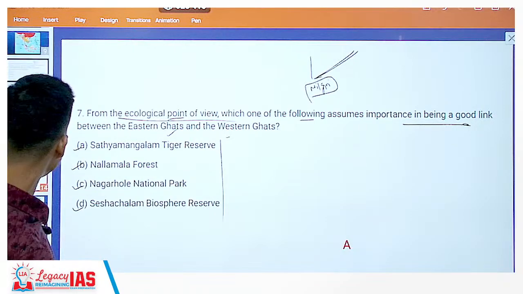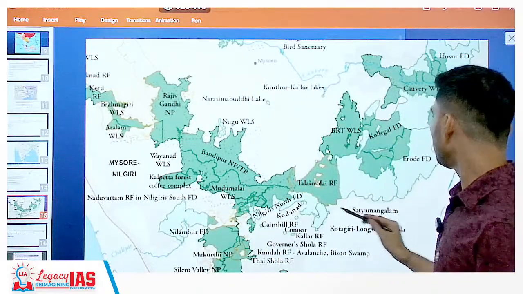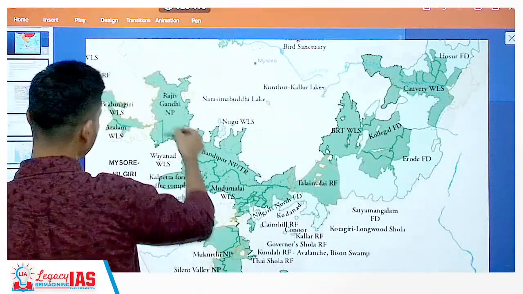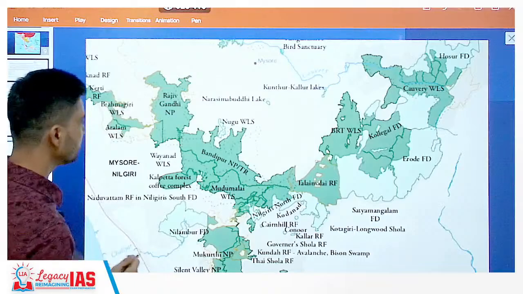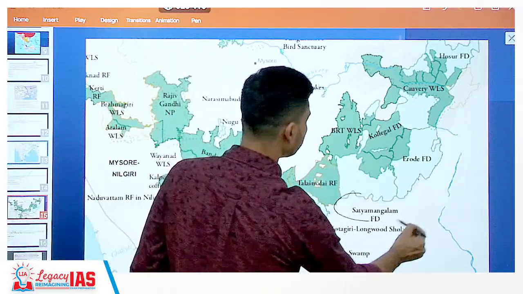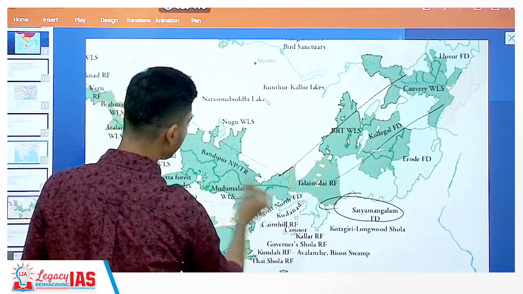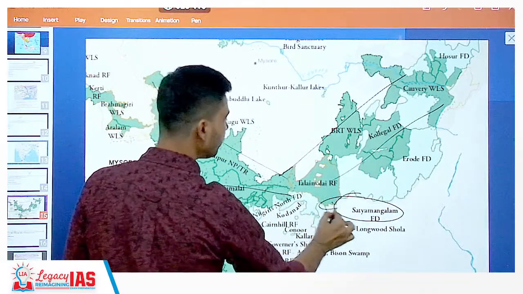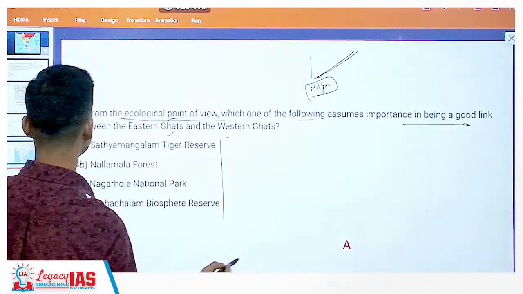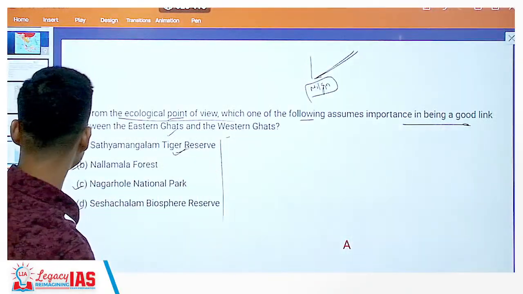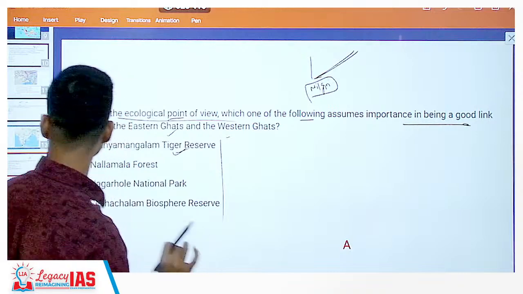If you take a look at the map here, from this side we have Tamil Nadu, and this side you have the Western Ghats. The connecting link here will be the Satyamangalam Tiger Reserve, the area that you find here, because from this side the Eastern Ghats are coming, and from this side the Western Ghats are coming. Connecting between them we have the Satyamangalam forest area, Satyamangalam Tiger Reserve. So the correct option will be the first one, Satyamangalam Tiger Reserve. Again, this is a map based question. If you have studied all the major areas of India properly, you will be able to answer these kinds of questions.